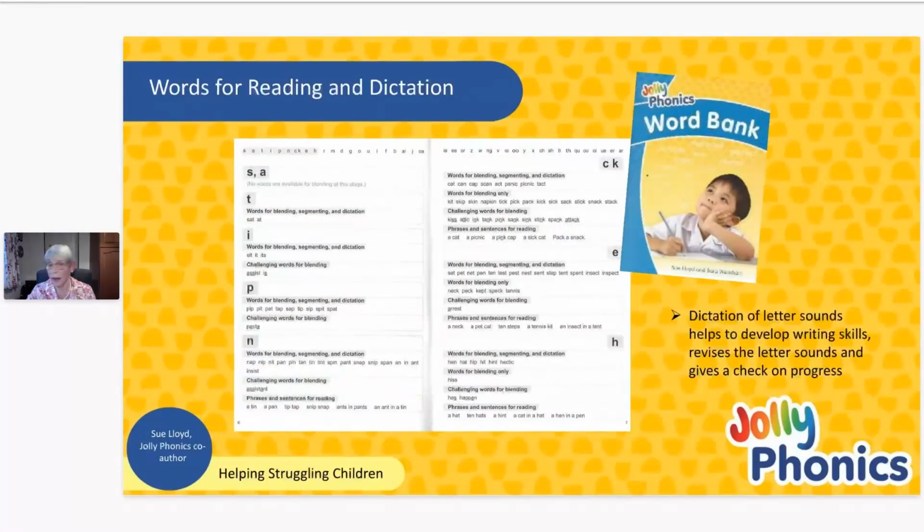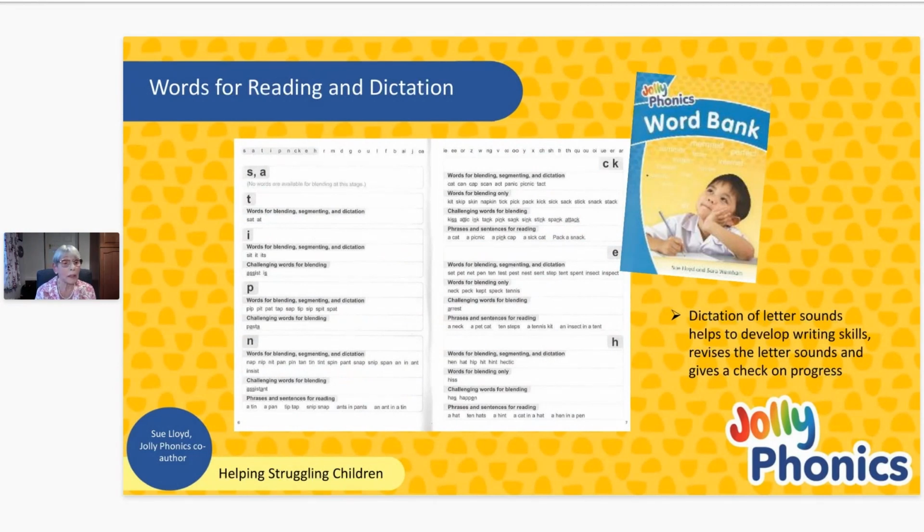And this is my latest favorite book, because it is so useful. And you can see here on this first page, there's no words for the s and the a, but then we come to the t and you've got sat and at. And then we do the i, and you've got sit, it, and its. And it grows like topsy. Each time you introduce a new letter sound, more words become available. And that is so useful.